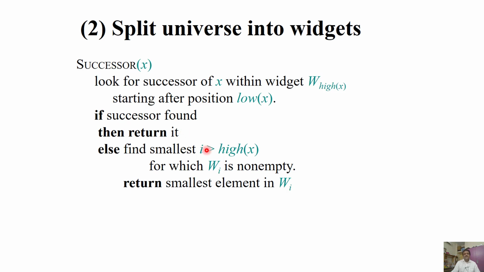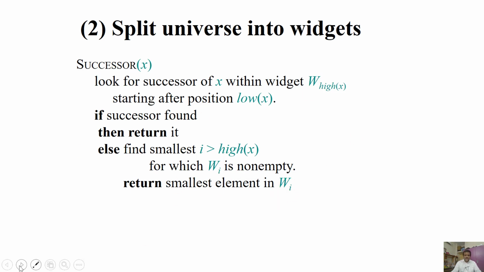If we do not get it, then we have to find the next non-zero widget. So, after high of x is the corresponding widget. That we will do, and suppose i is the widget which has the non-zero element. So, there are some ones in that widget. Then we get the smallest element in that widget.